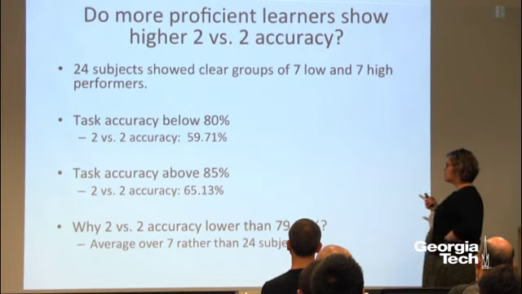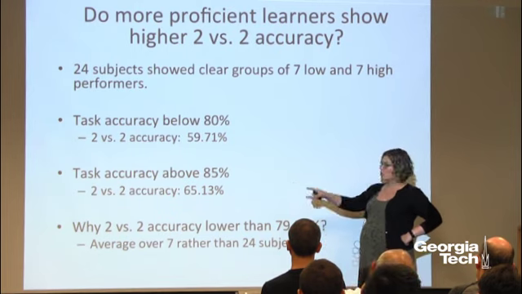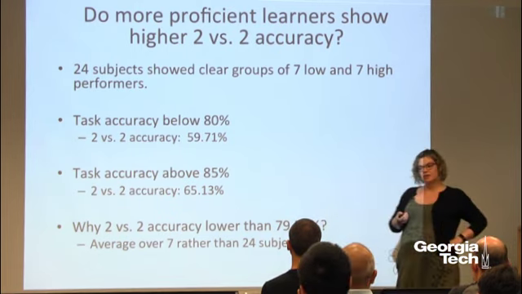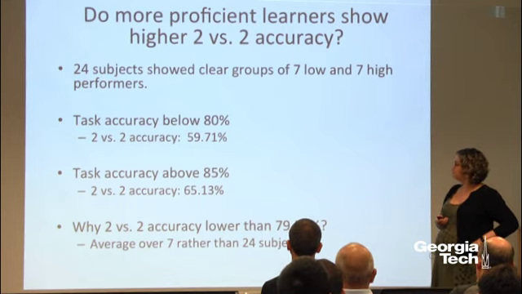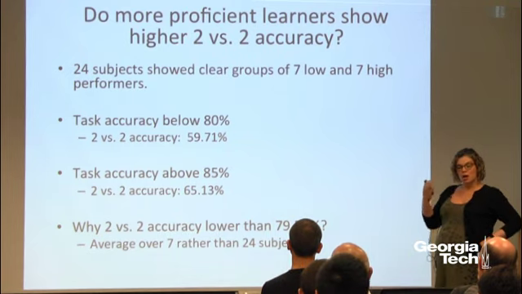You might wonder, why is the 65 number so much lower than the 79 that you told us earlier? That's because we're only averaging together 7 subjects here instead of a full 24. So there's a signal to noise problem. But still, we're able to see that those who perform well on this task are actually doing a better job of creating the consistent representation in their minds.